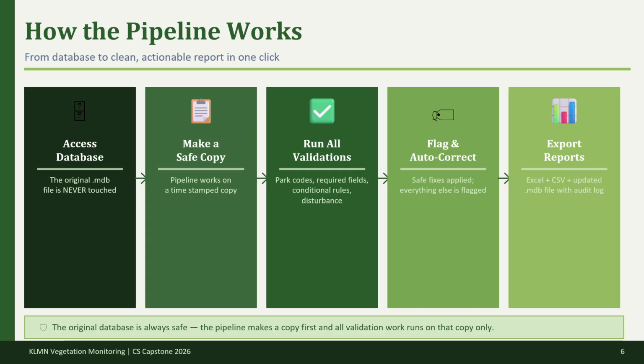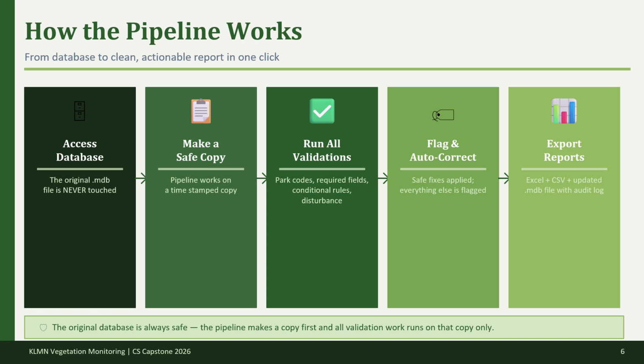Thanks, Danny. So let me walk you through the flow of what is actually happening when someone runs this thing, because the design here is pretty intentional. So it starts with the access database, the real one that has years of carefully collected data. Step 1 is that we immediately make a timestamped copy. Everything that happens after happens on that copy. The original is never touched. This was a hard requirement set from the client, and it's baked into the very first thing the pipeline does.